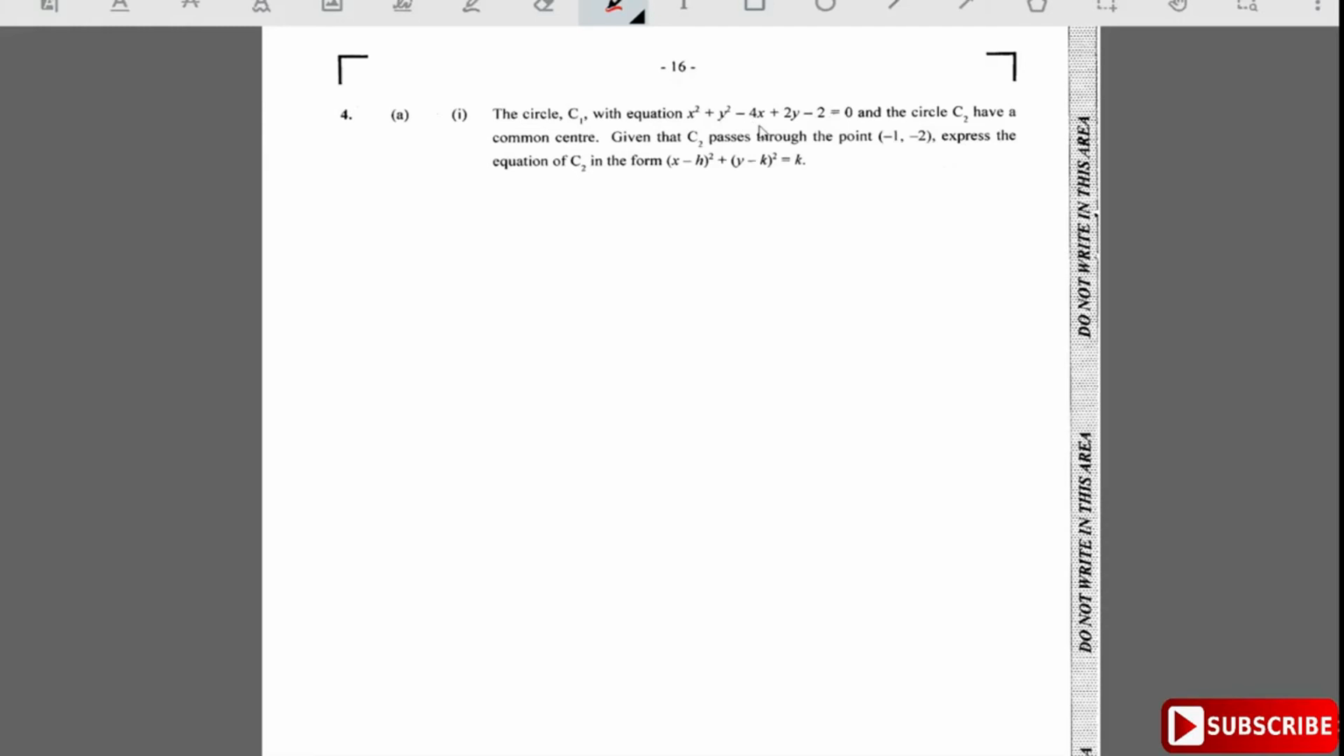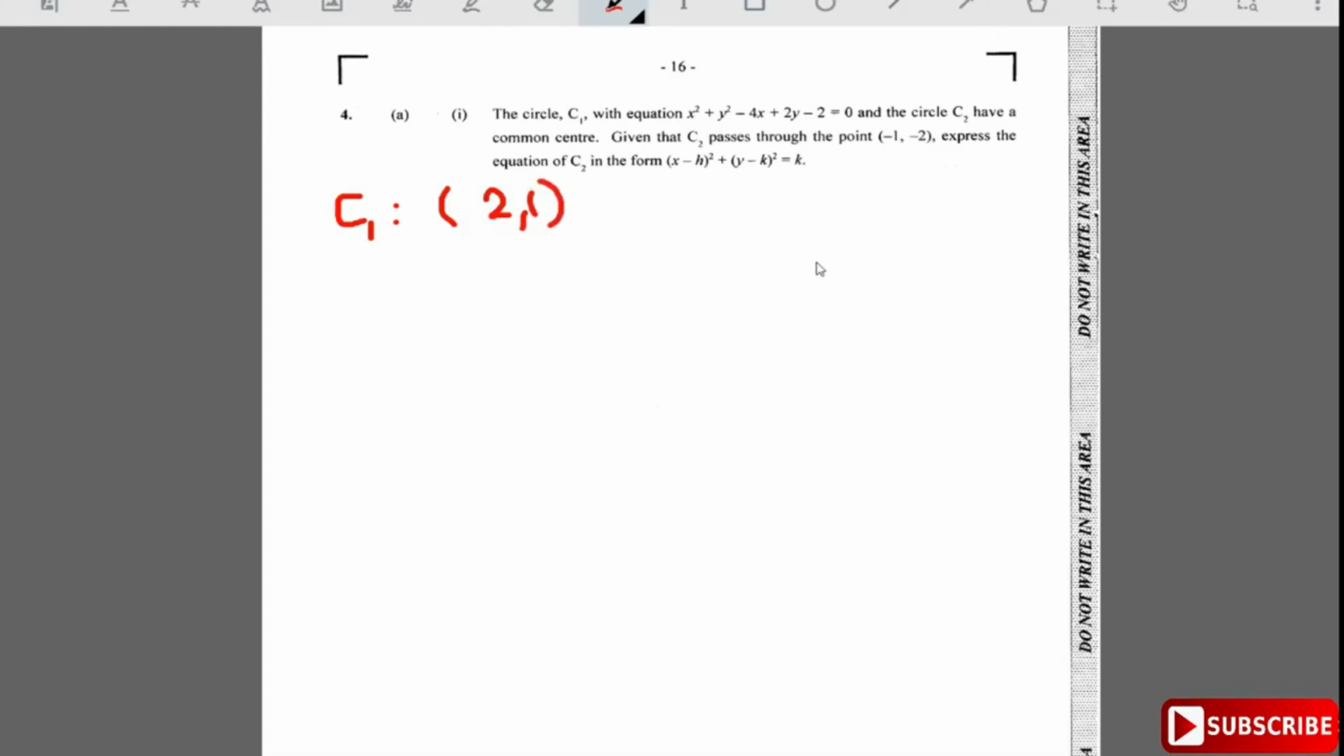The center of C1. So C1, the center is really divide the minus 4x by negative 2 and you get 2, 1. So that's the center of the circle. And then C2 passes through -1, -2.